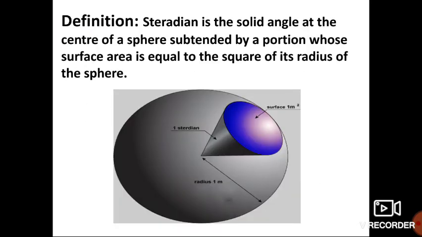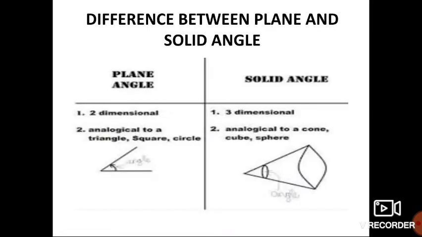Okay. Next one, definition. Steradian is the solid angle at the center of a sphere. Okay, this is a sphere. This is center. So this is the solid angle at the center of the sphere subtended by a portion whose surface area is equal to the square of the radius of the sphere. This is radius. So this is called steradian. This angle is called steradian. Clear? Next, what is the difference between a plane angle and a solid angle? Plane angle is two-dimensional.